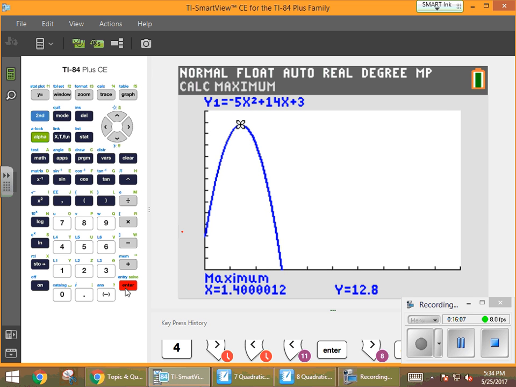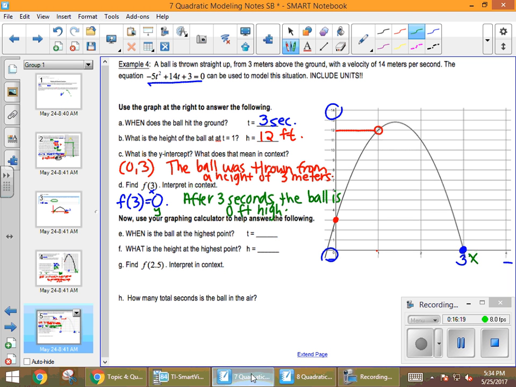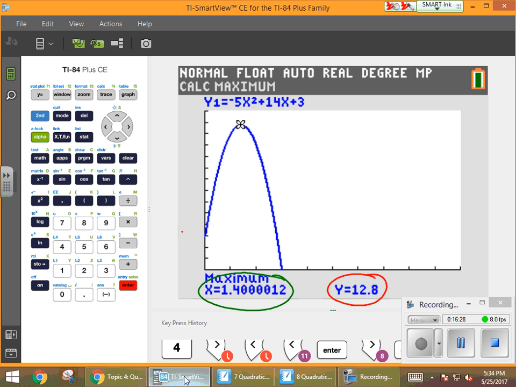All right, so look here. The maximum, the x value, the x-axis was measuring time. So the time I got to the maximum height is 1.4 seconds. So that's the answer here, 1.4 seconds. Then it says, what is the highest height that we got? Well, that's the y. The height is the y, 12.8 feet.